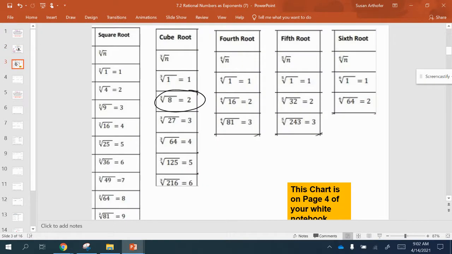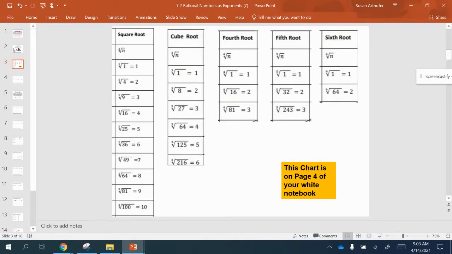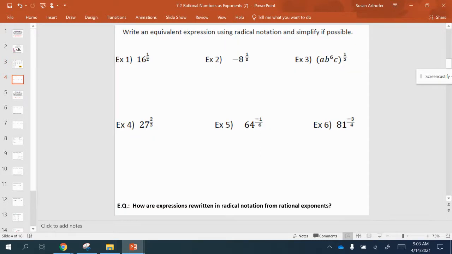So let's get started. Now don't forget you may need to use page 4 of your white notebook. Like for instance, we're going to need the cubed root of 8, okay? So it's on page 4 of your white notebook. So here we go. It says write an equivalent expression. Write it using a radical and then simplify. So right now we're in exponent form. So we're going to write it. And don't forget, it's power over root.